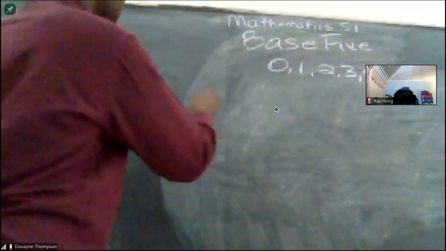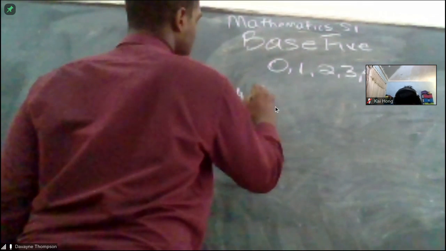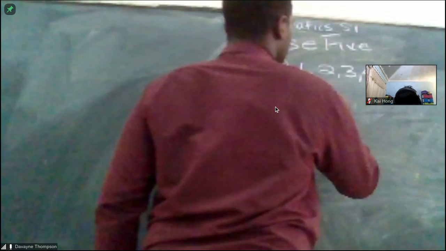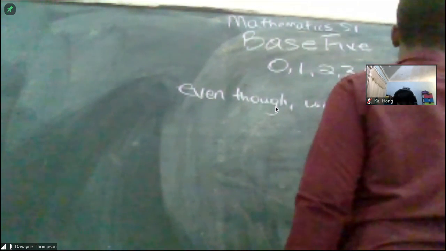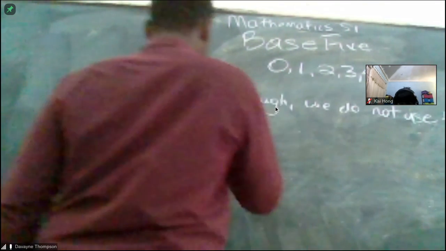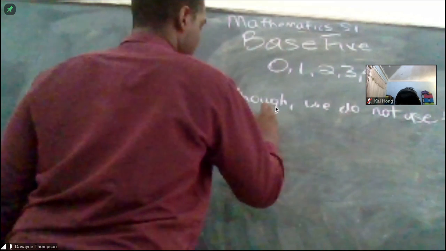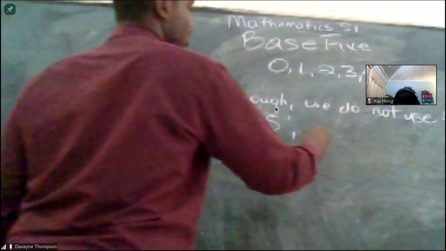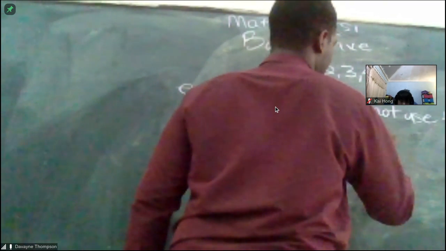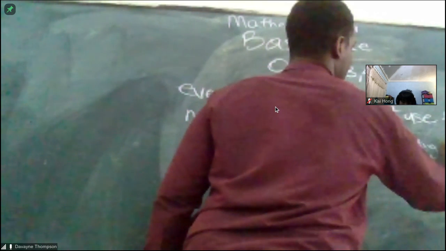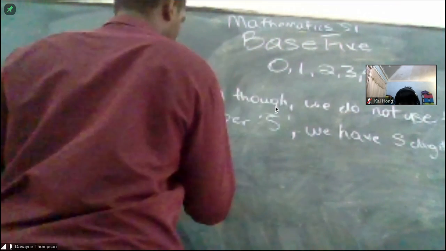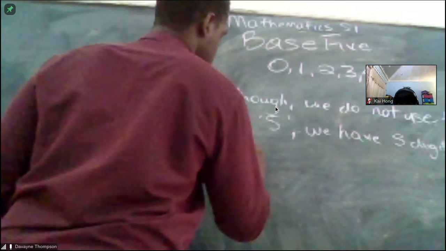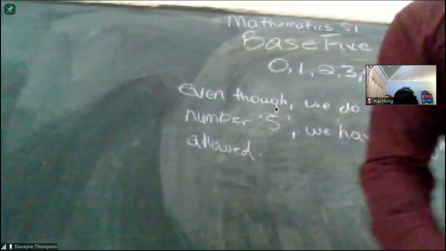So write that for me. Even though, comma, we do not use the exact number 5, the exact number 5, in quotations, we have 5 digits are allowed. Alright, tear it off for me.